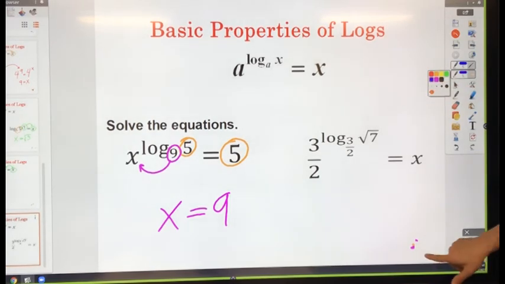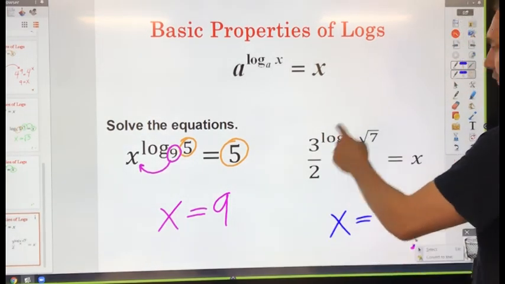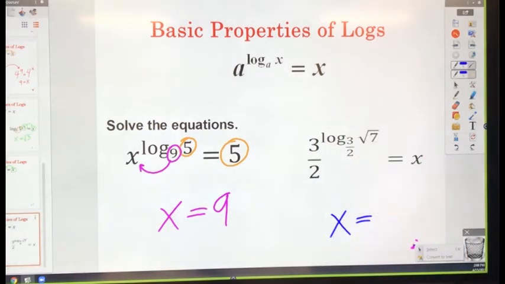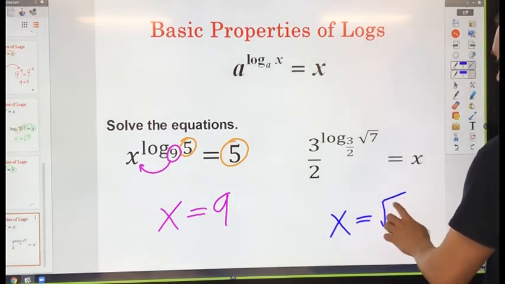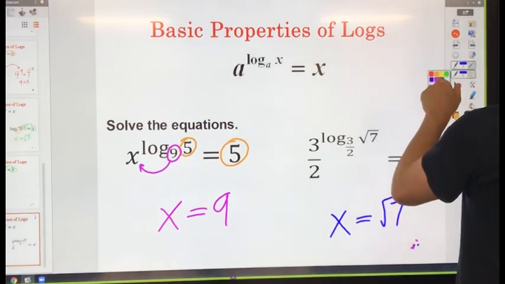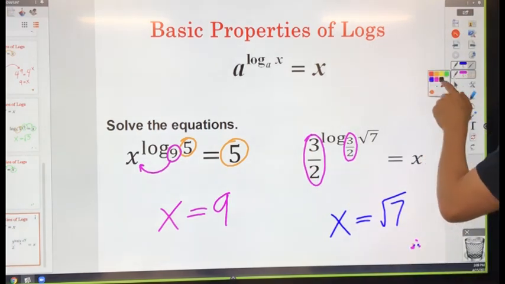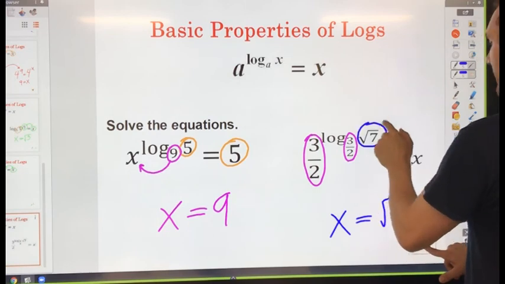Next, I have this entire expression. It is equal to x. Sure, you could probably just plug this all into your calculator, but it's much easier to use the basic properties and say that x equals what? Square root of 7. That is correct. X equals square root of 7. Because I noticed that my bases are equal, which means these two have to be equal.